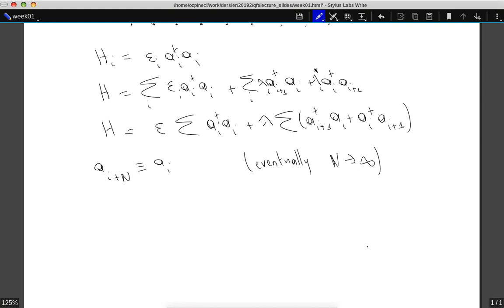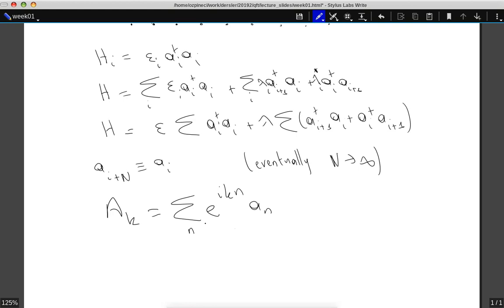Okay, so let's try to solve this. First of all, I will define a different operator. Let me call that A_k. This will be equal to the sum of e to the power i k n a_n, summing over all n.